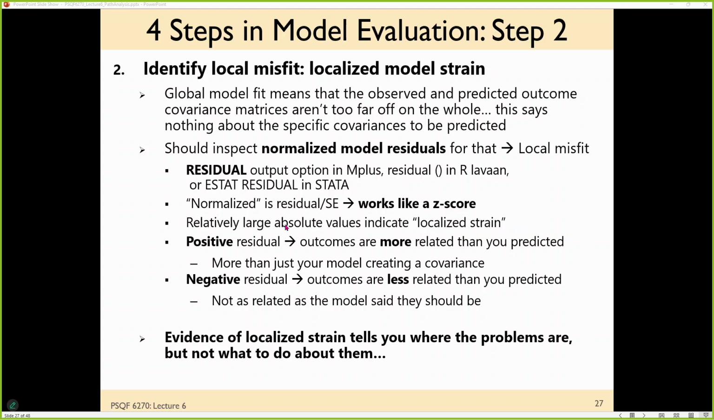So the direction is important to pay attention to, because if you have a positive residual, then the outcomes in the data are more related than what you predicted. So you're under-predicting if you have a positive residual. The opposite is true if you have a negative residual. They're less related than what you predict. So we want to look for the largest ones of these and try to figure out how to change the model to accommodate those missing relationships or mispredicted relationships.